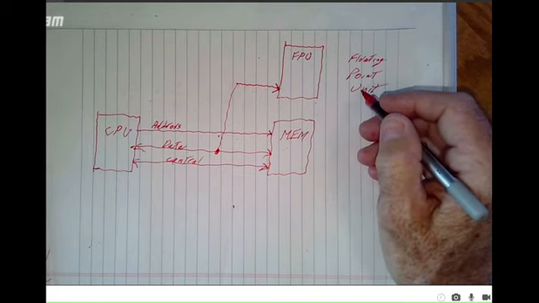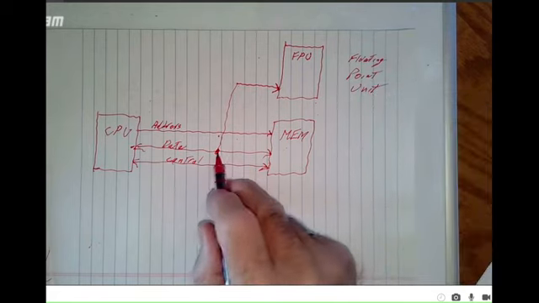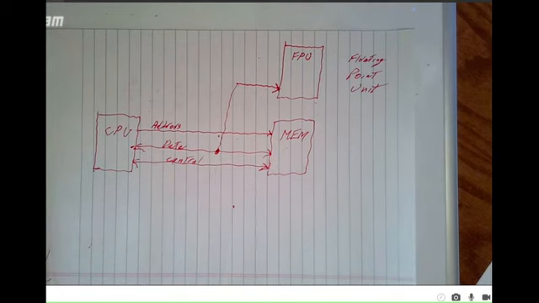begins to execute it. Now at the same time, the CPU also loads the floating point instruction into its instruction register. And the CPU looks at it and says, oh, that's a floating point instruction. I don't know how to do those, so I'm not going to mess with it.